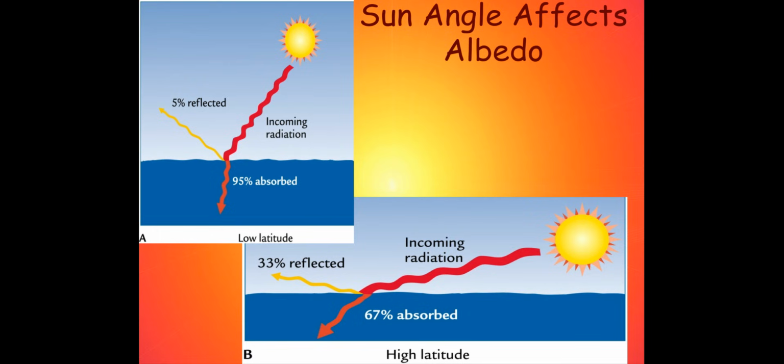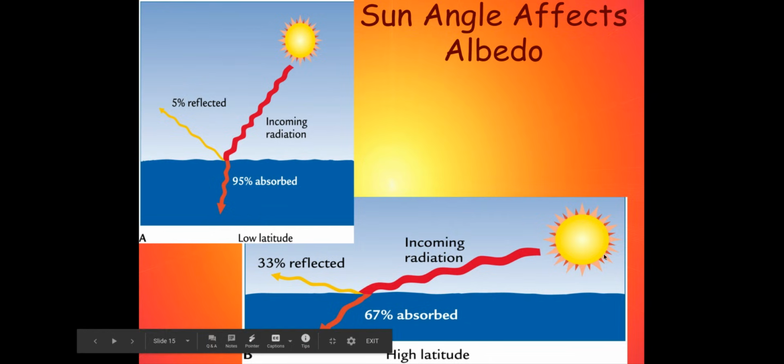All of Earth's surfaces absorb more solar radiation from an overhead sun. Water reflects less than 5% of the radiation from the overhead sun, but it does reflect a high fraction of radiation from a low-lying sun. Earth's average albedo is about 10%. But look at the difference between a high sun, where about 5% is reflected, and a low sun, where about 33% is reflected.